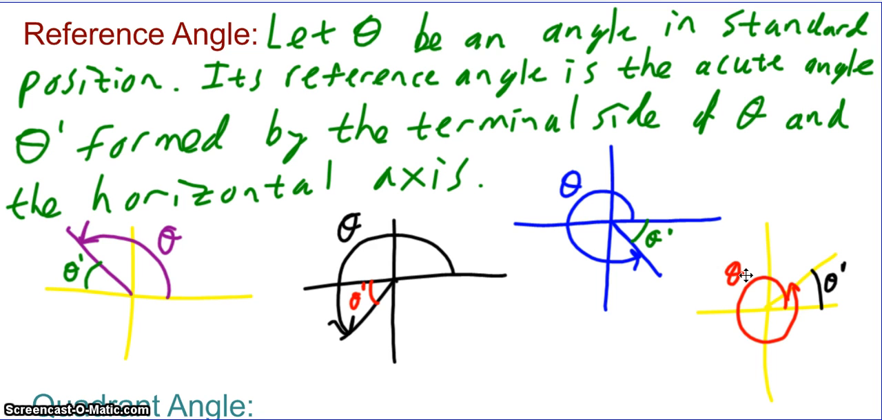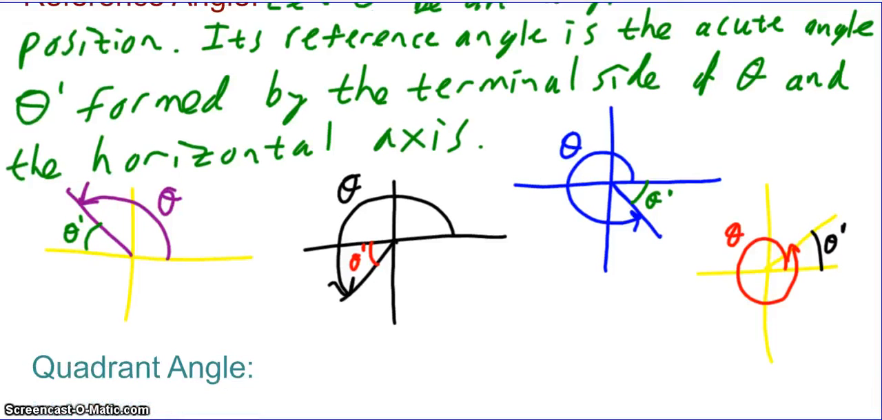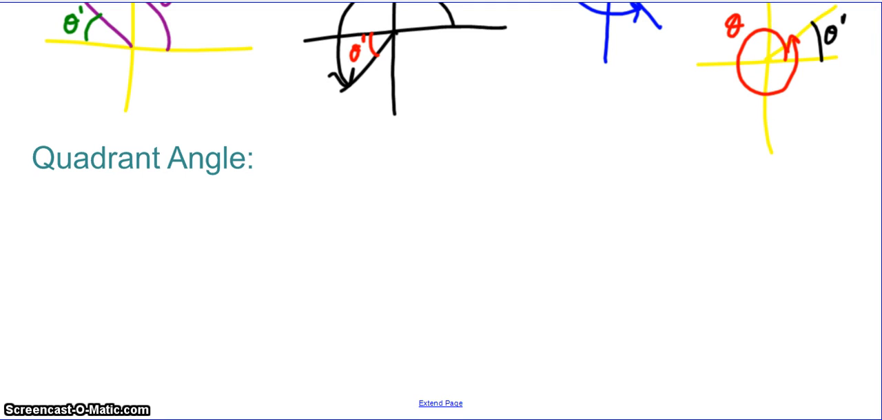So it's always going to relate to 180 or 360 or pi or 2 pi somehow. So then the quadrant angle. So this is defined as an angle with a terminal side that lies on an axis.